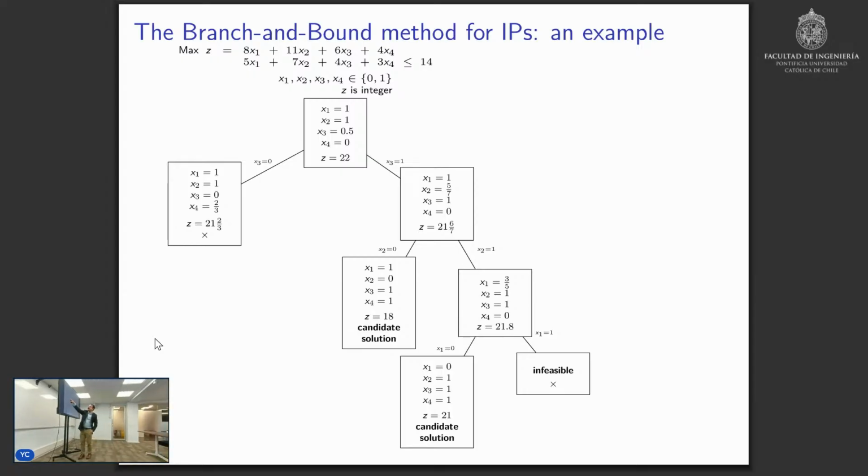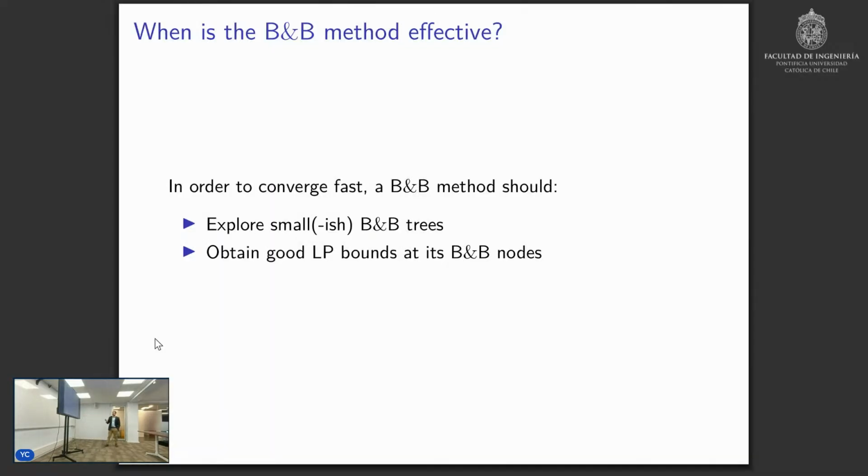And you would like for this objective bound to decrease quickly. So basically you're matching the dual bound, that's what it's called. That's the bound that you get from solving the linear program. And then the primal bound, which is the best bound provided by a candidate solution. So ideally, you would like to get good LP bounds at the branch and bound nodes.